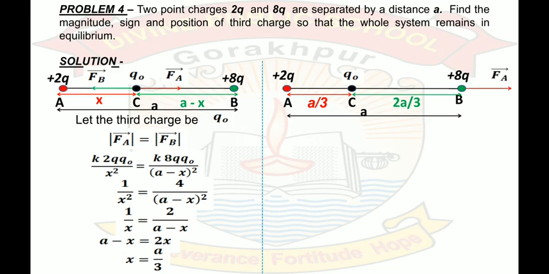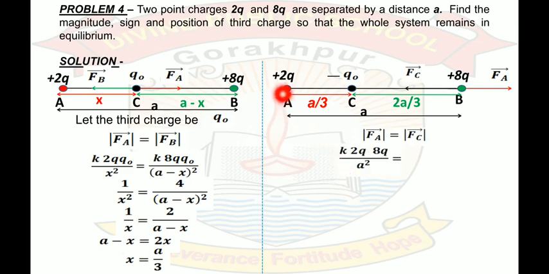Fa will be in this direction. From the analysis we have done, we know that Q naught is negative. Let us put a negative sign, and the direction of the force due to Q naught will be towards itself. Let the force be Fc. Now if we want 8q to be in equilibrium, we must have Fa equal to Fc. Let us put it. We have Fa equal to Fc.